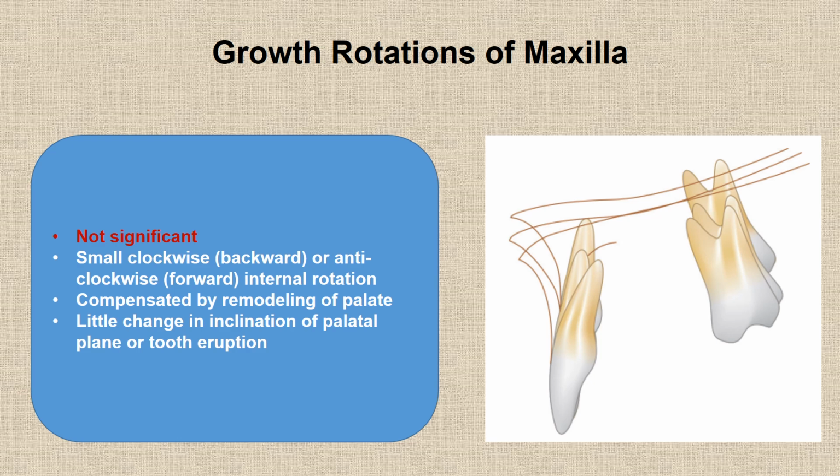Now, growth rotations in the maxilla do not occur to a significant extent. Small clockwise or backward, or anti-clockwise or forward internal rotation happens, but this is compensated by remodeling of the palate, and thus there's little change in the inclination of the palatal plane or tooth eruption.